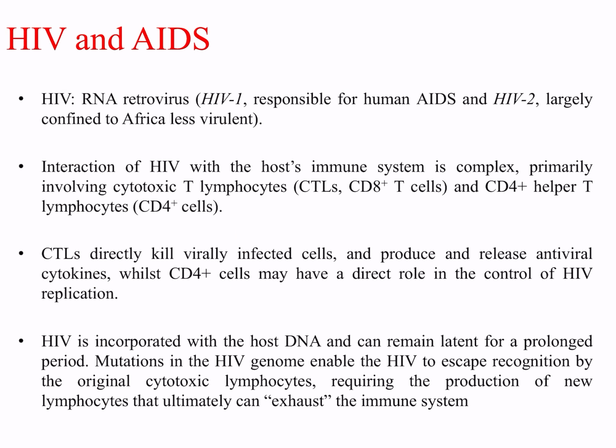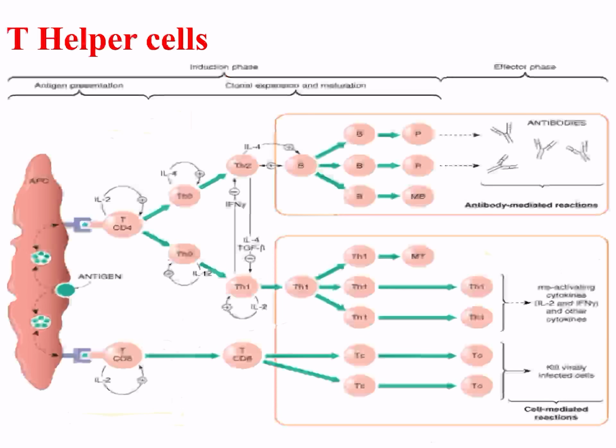HIV is incorporated with the host DNA and can remain latent for a prolonged period of time. Mutations in the HIV genome enable the virus to escape recognition by the original cytotoxic lymphocytes, requiring the production of new lymphocytes that ultimately can exhaust the immune system. The diagram on the slide shows the production and role of T helper cells.